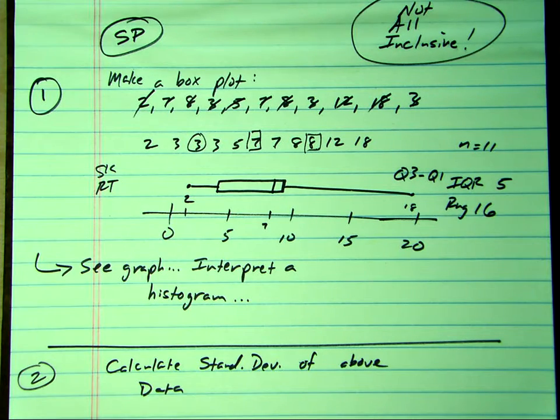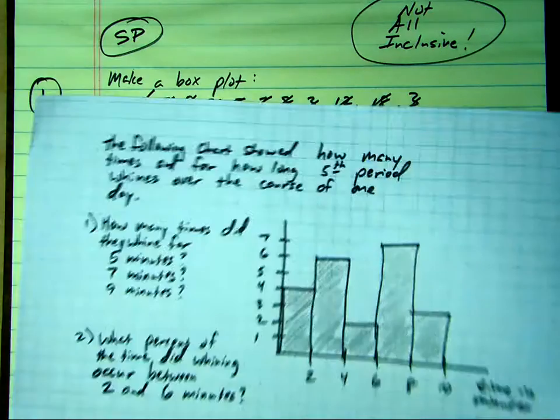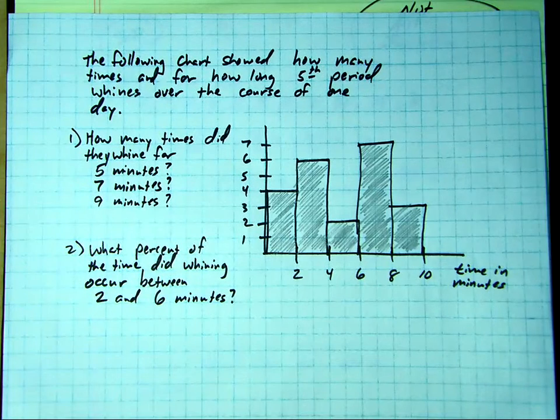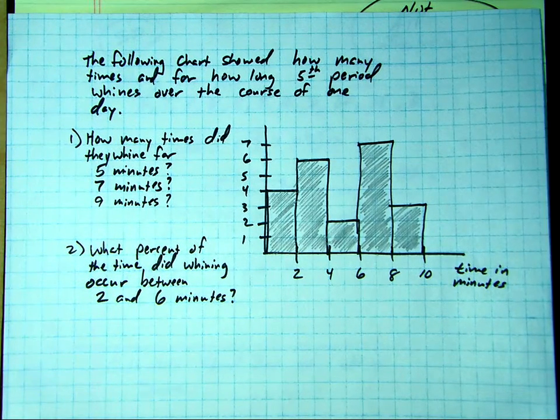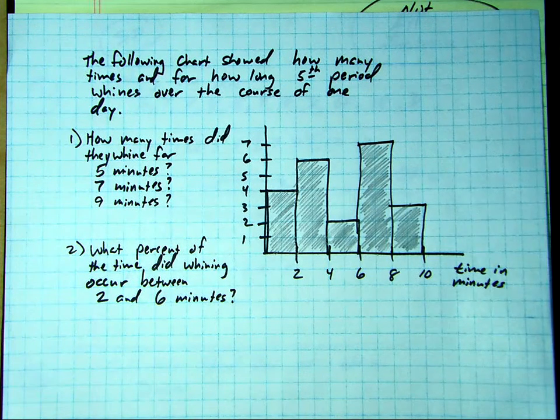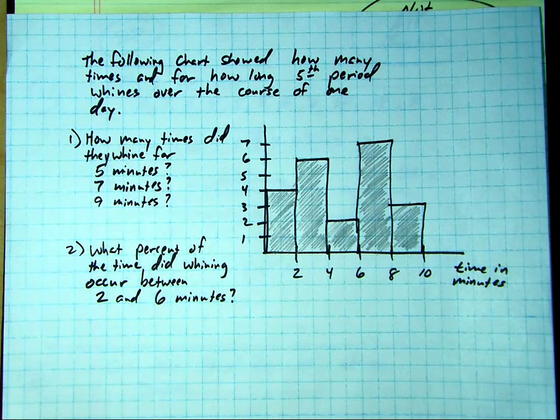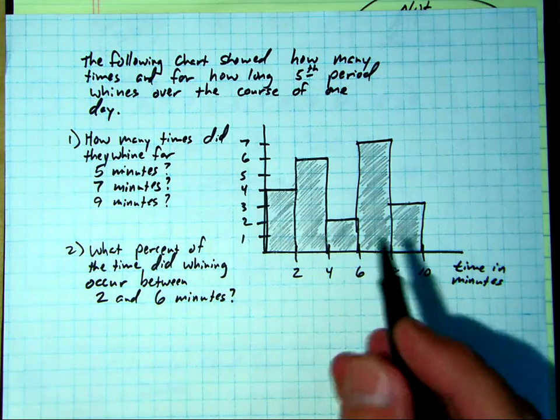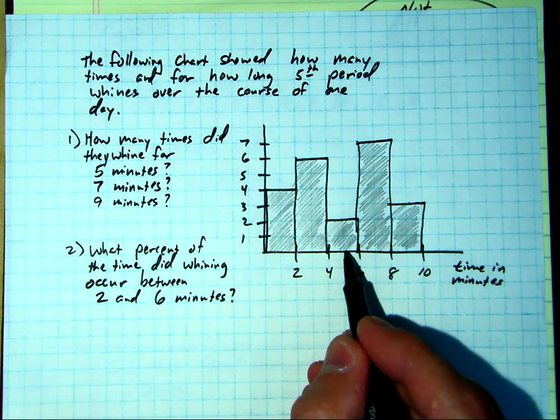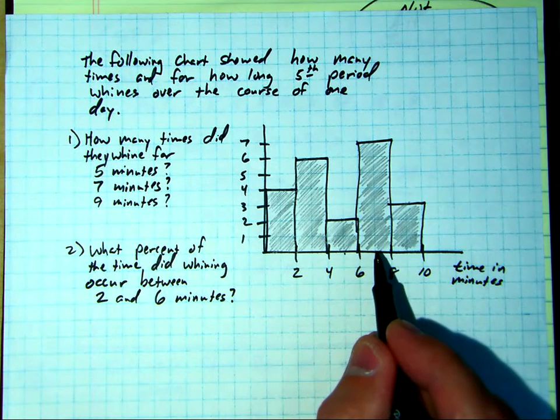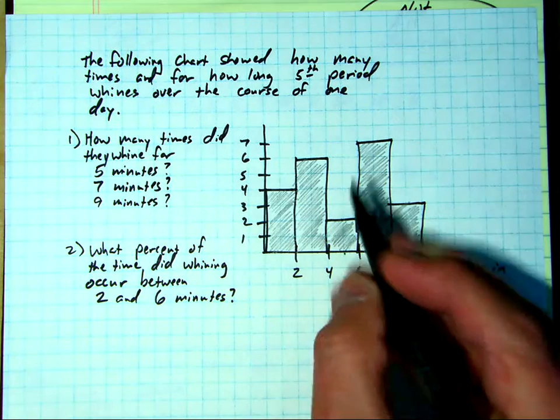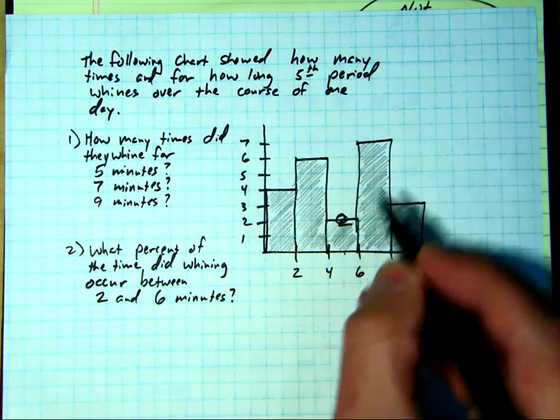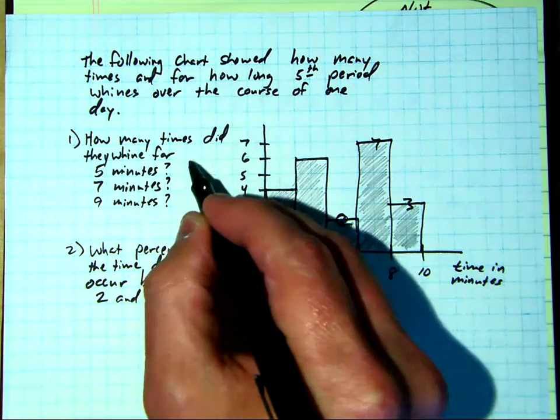Good. Let's go right straight to the histogram because this won't take you very long. Read it. The following chart showed how many times and for how long fifth period whines over the course of one day. So they were whining pretty hard today. Okay, so how many times did they whine for 5 minutes? 2 times. How many times did they whine for 7 minutes? 7 times. How many times did they whine for 9 minutes? 3. So this right here is 2, 7, and 3.